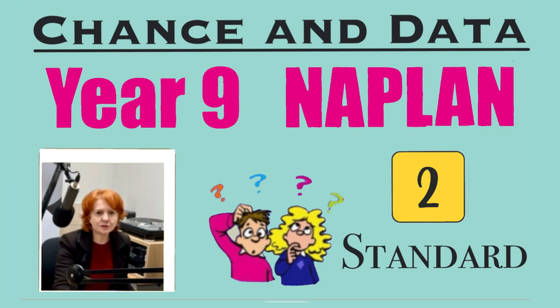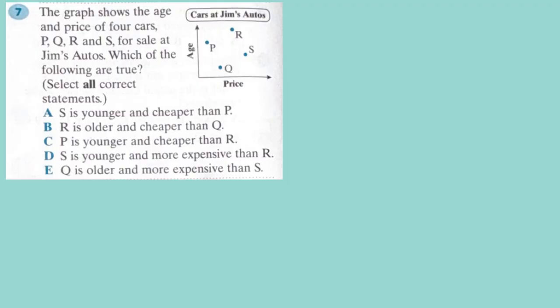It's the standard level. And this is a graph showing the age and the price of 4 cars, P, Q, R, S, for sale at Jim's Autos. So which of the following are true? And you're going to have to select all correct statements. So there's more than one. And altogether there's A, B, C, D, E. So there's 5 statements over here.